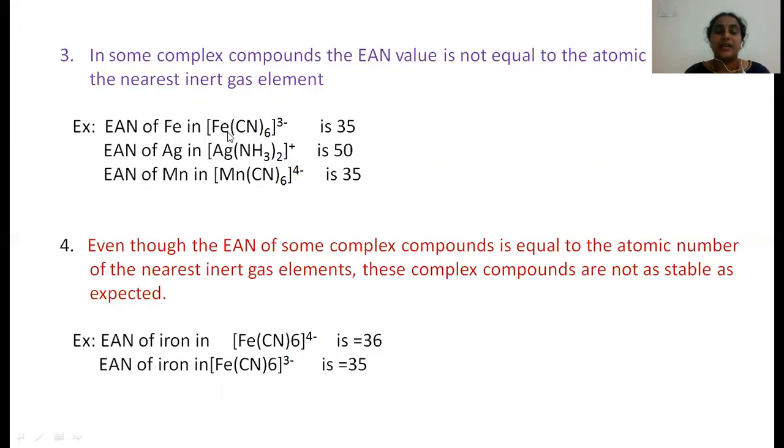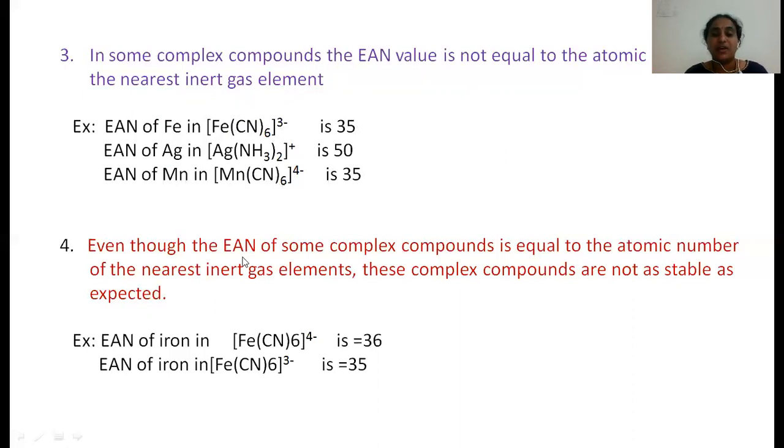in hexacyanoferrate, the iron atomic number is 26, and there are six ligands with a charge of -6. The charge on the sphere is -3, so x minus 6 equals -3. Therefore the oxidation number is +3, so 26 minus 3 plus 6 into 2, we get 35. In such complexes, the EAN value is not equal to the inert gas atomic number, but he couldn't explain the stability and structure of such complexes. Mainly, it could not explain their stability.